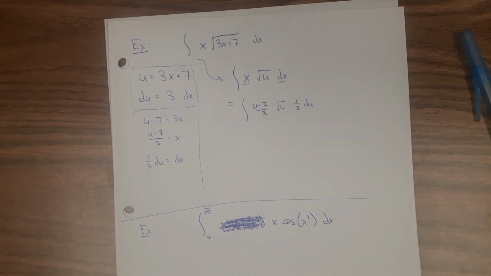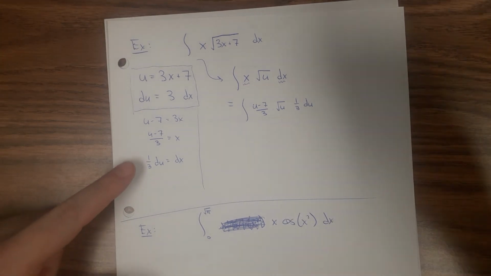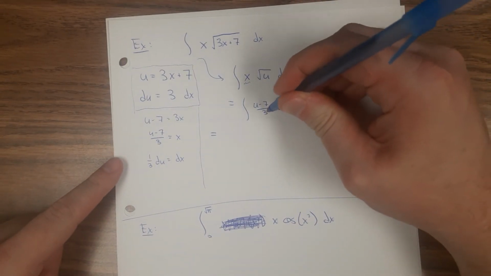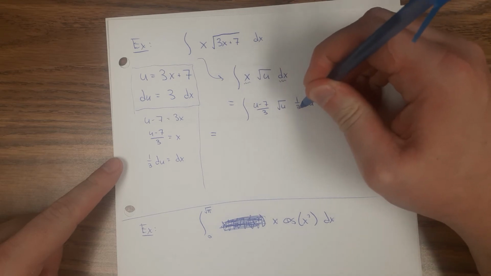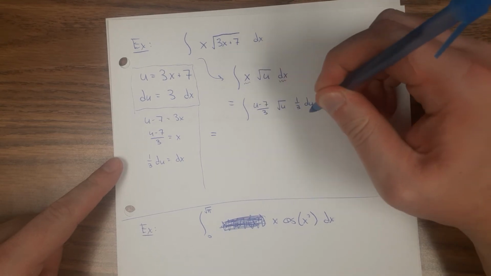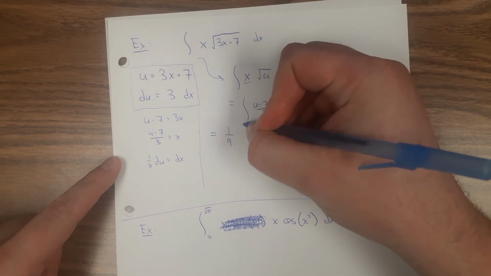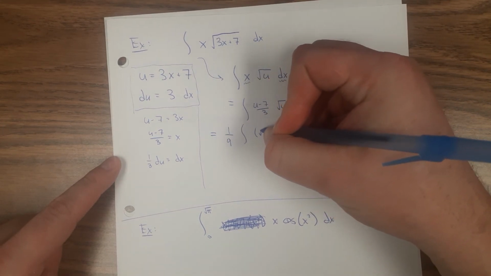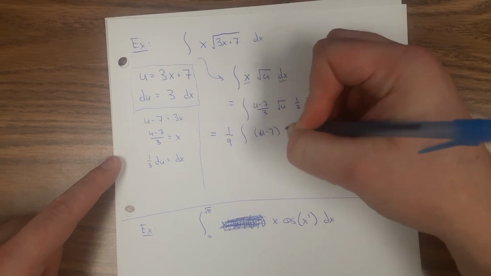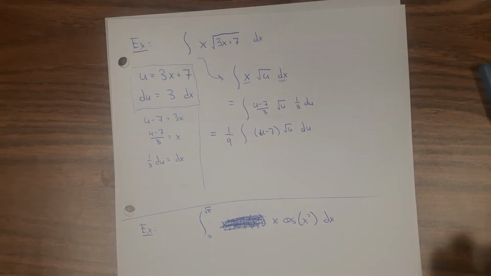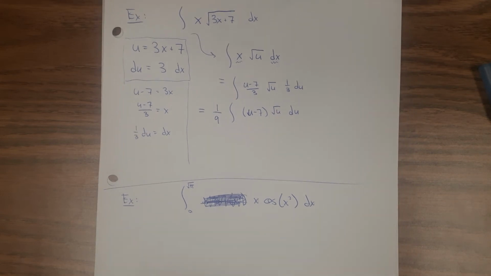Okay, great. So how do I do it? Well, first of all, this 3 in the bottom and this 3 in the bottom, those would multiply and make 1/9, and I can take that 1/9 on the outside. And then I would only have u minus 7 times the square root of u.